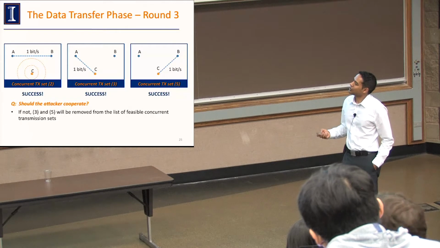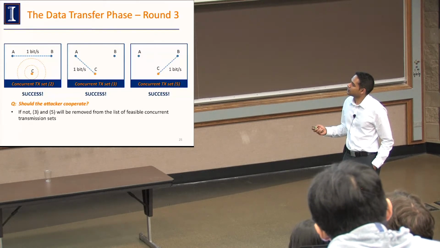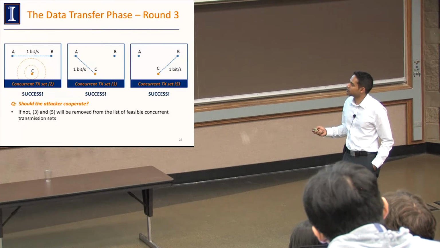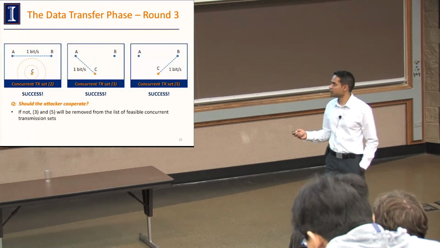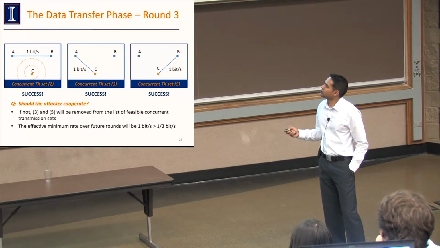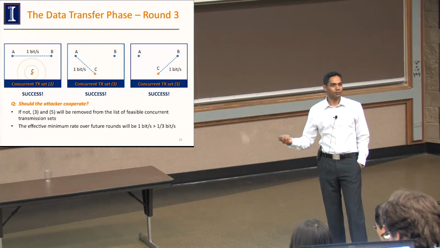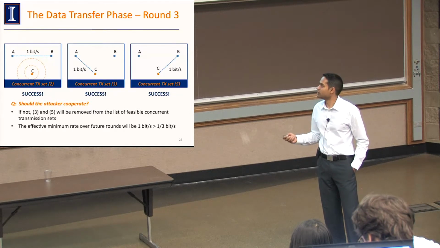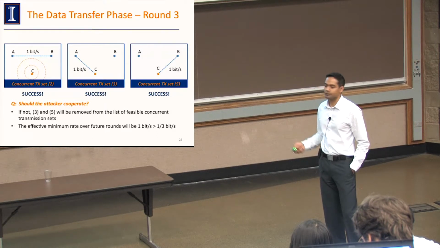And so we go again through the scheduling phase. Now we have a much smaller set of feasible concurrent transmission sets, and the solution to this utility maximization problem is now 1/3. So there's no other choice, basically. Node A and B communicate at 1 bit per second. They get 1/3 of the time. And similarly, node A and C and B and C.